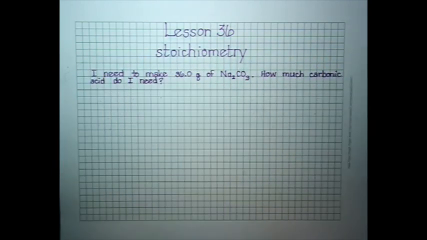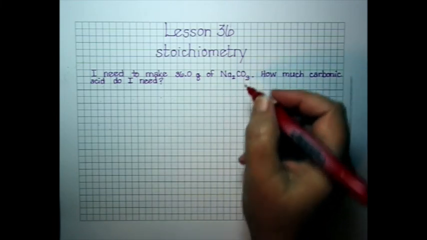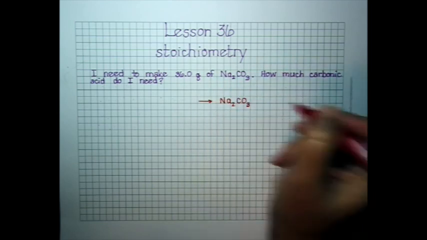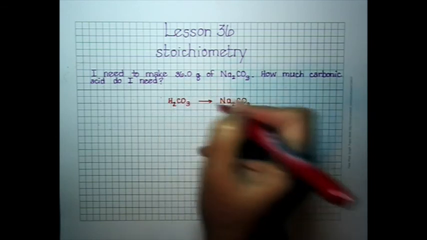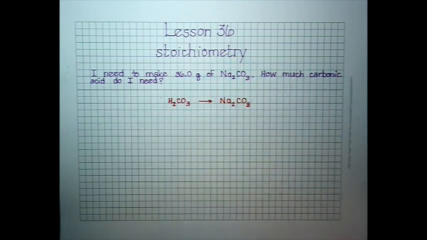All right, I need to make 36 grams of sodium carbonate in the lab, and I wonder how much carbonic acid I'm going to need in order to do that. The very first thing I need is the balanced chemical equation. I know that my product needs to be sodium carbonate, and I know that one reactant is going to be carbonic acid. But the problem doesn't tell us anything else. That's all we know. And so this gives us a certain amount of freedom.